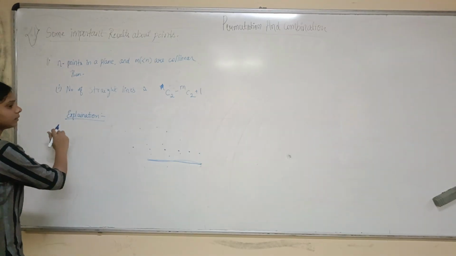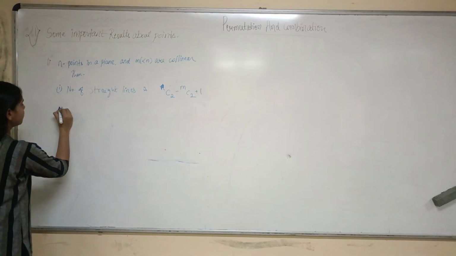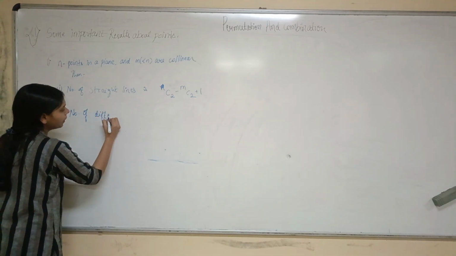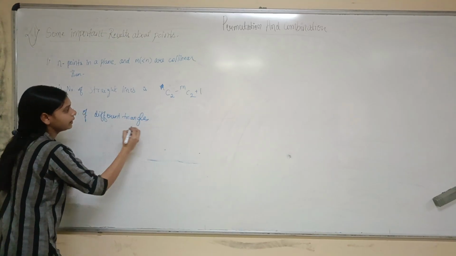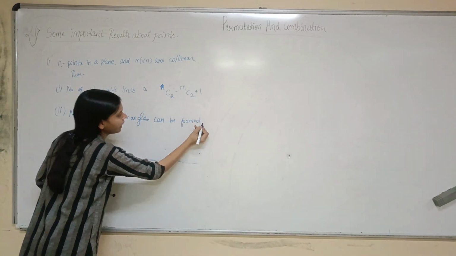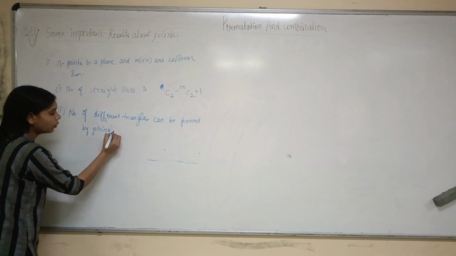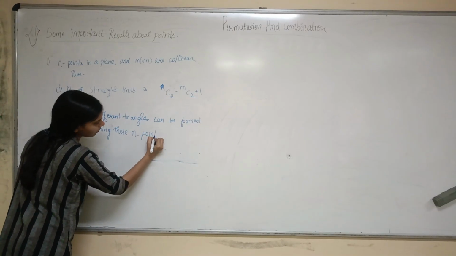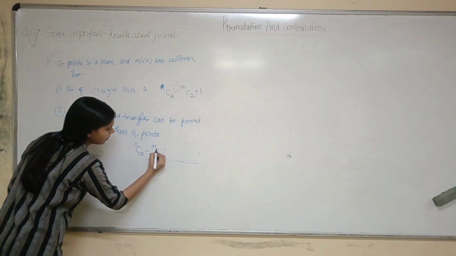Now the next point, second: the number of different triangles that can be formed by joining these endpoints. The formula will be nC3 minus mC3.